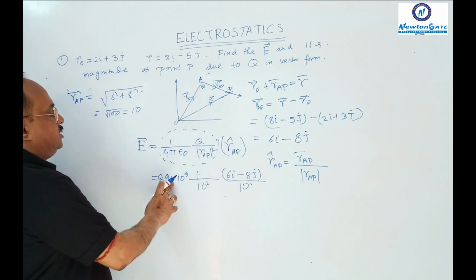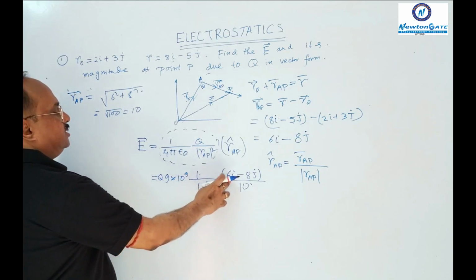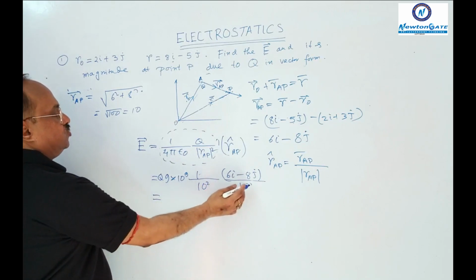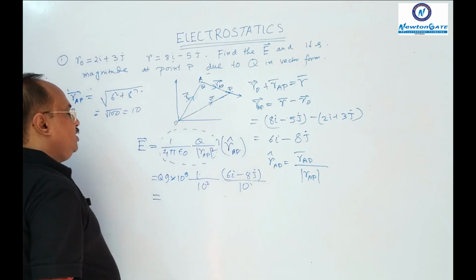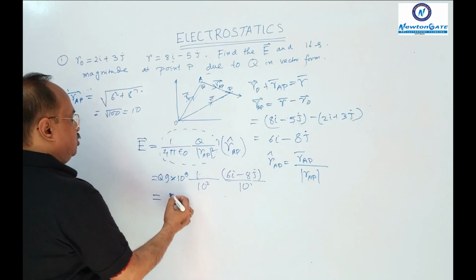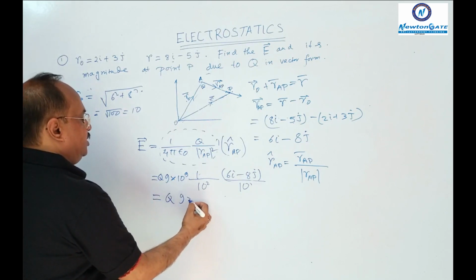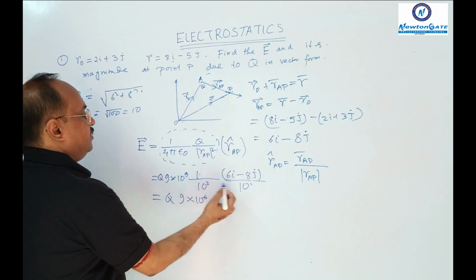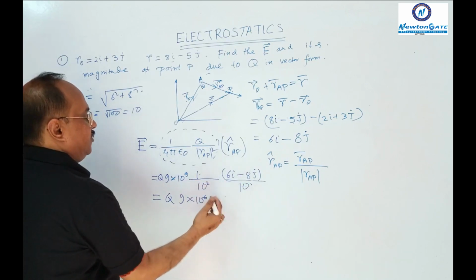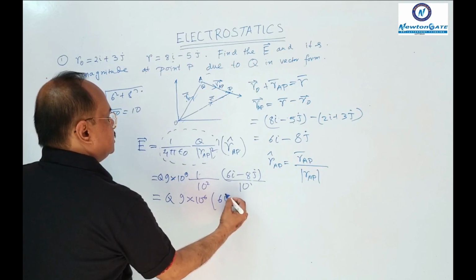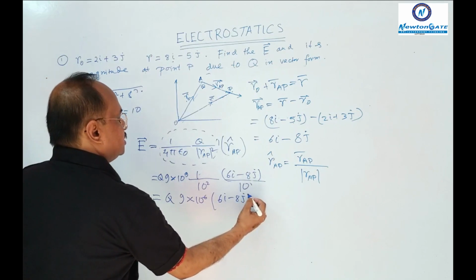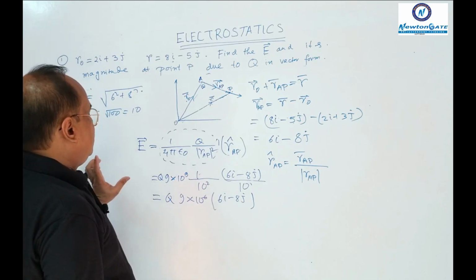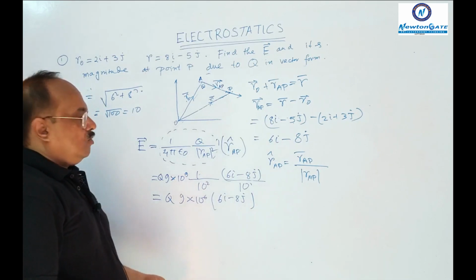Now you see this is 9 into 10 to the power 9, 10 square, 6i minus 8j, and this is 10. So here you see this is 2, this is 1, 2 plus 1 is how much? 3, and here it is 9, so it will be 9 into 10 to the power 6, that is 9 minus 3, because of this cube power, into 6i minus 8j. Okay, so this is our electric field value.